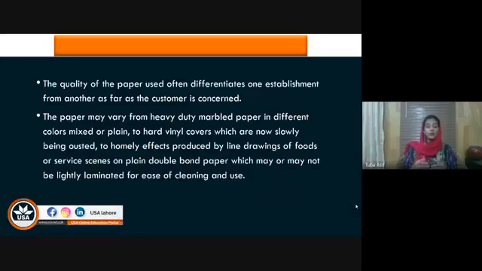They could be anything from high heavy-duty marble paper in different colors, mixed or plain, or they could be hard vinyl covers, which are now slowly being used to give a homely effect. They could be drawings of the food in front of the particular dishes, and they could be double-sided as well.